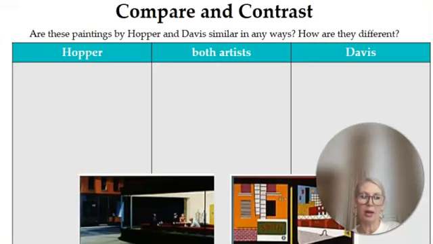So let's compare Hopper and Davis. What do they have in common? Both artists painted in New York City. Both used strong lines. Both used asymmetrical balance. But their differences are very important. Hopper used realism or American scene painting, while Davis used modernism. Hopper's artworks look more realistic, while Davis's artwork looks more abstract.